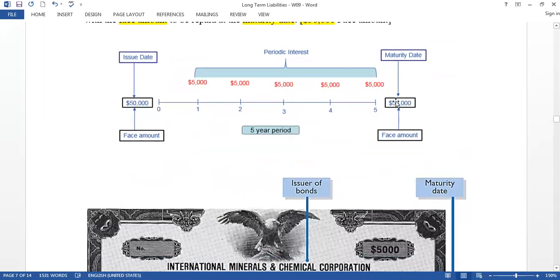If we come here, we know that 5 years later, we are going to pay $50,000, okay? So if it is a discount bond, can you guess whether today you will receive more than 50,000 or less than 50,000? Can you guess it? You sell it with a discount. You are the seller.